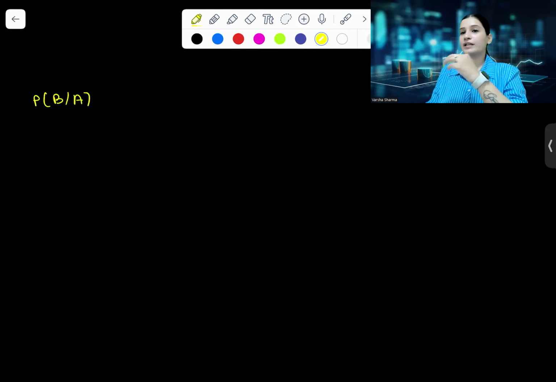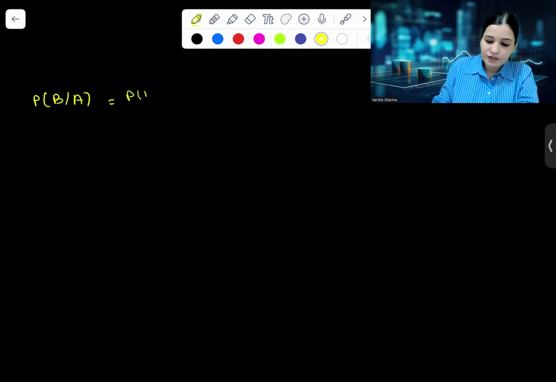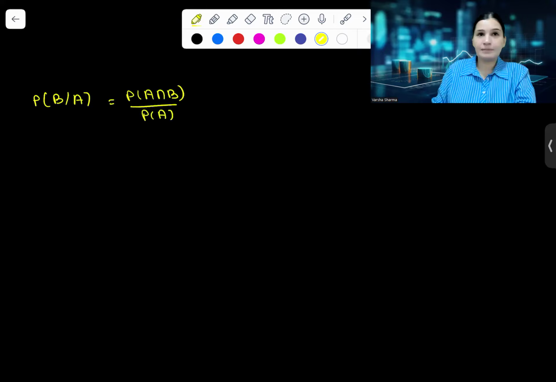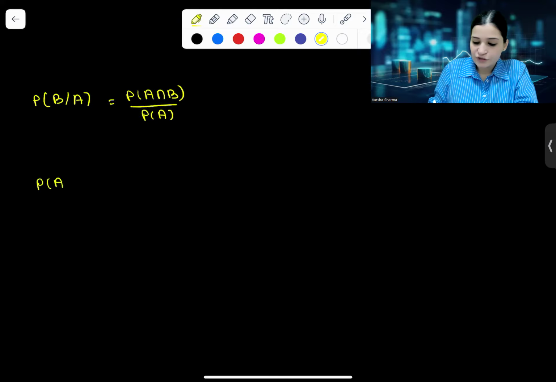Symbolically, we write probability of B given A. A is the first event that has already happened. B is the second event that I need to find. The formula is P of A intersection B upon P of A. This was conditional probability. Then from here we found compound probability, which was basically nothing but shifting of the denominator: P of A into P of B given A.